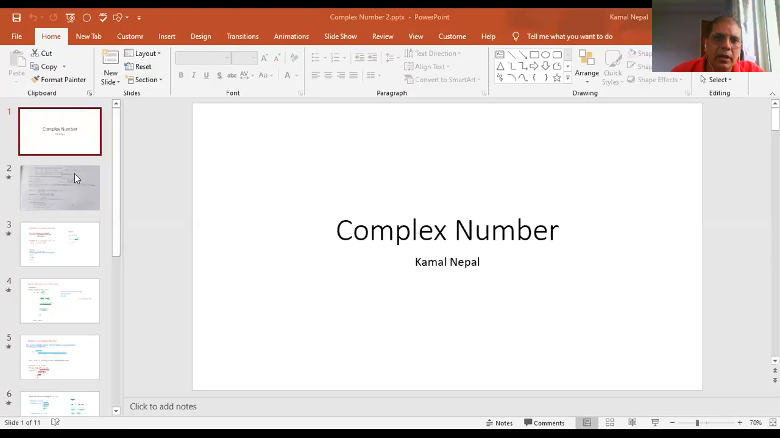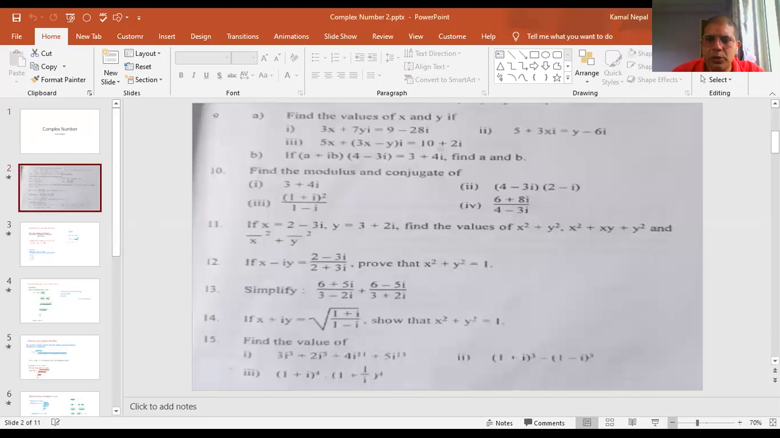So first of all, I want to give you some concept. Then after, I want to start your exercise. So I want to share my slide. It is your complex number. Today, I want to show you the solution of question number 9 to 15. For this, I want to give you some concept. Then after, I will start this one. These are your questions we are going to solve for today.